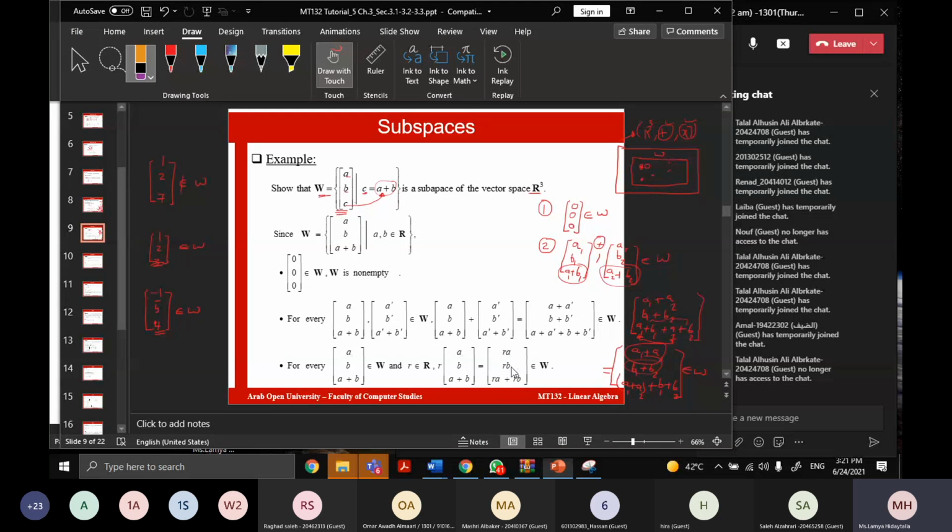Does this one belong to my set or not? How can I know whether it belongs to my set? Does it look like the elements here? How do they look? The first, the second, and this is the addition of the first with the second. Here we have first, second, and the addition of the first with the second. Yes. So that means it belongs to my subspace. Clear? Okay. The example is clear.